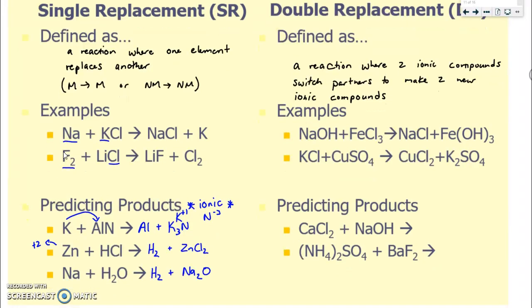Here are the answers you should have gotten. The H should have been replaced, and it's an H2 because it's diatomic. And then the zinc chloride should be ZnCl2 because zinc is +2 and Cl is -1. For the other example, the same thing should be true. H should be replaced to make H2, and then sodium, which is +1, should combine with the oxygen, which is -2, to make Na2O.